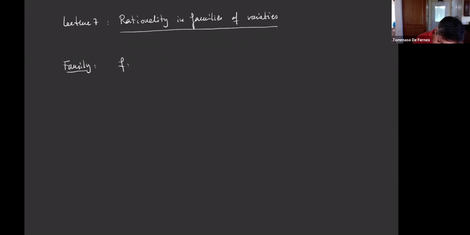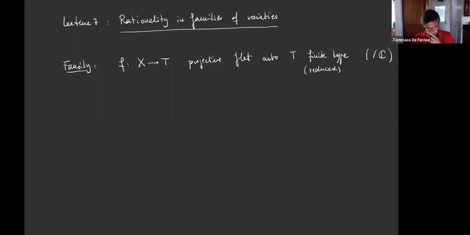will be a map f from X to T. It will be projective and flat, onto T of finite type. The parameter space is a scheme of finite type and maybe also reduced. And we keep working over the complex numbers. And then the fibers are varieties, at least maybe the closed fibers are varieties.